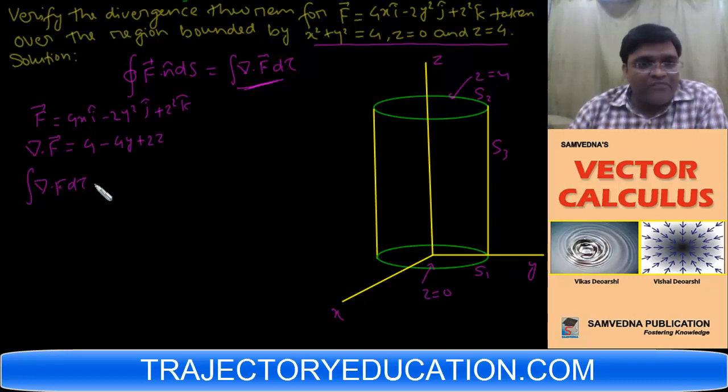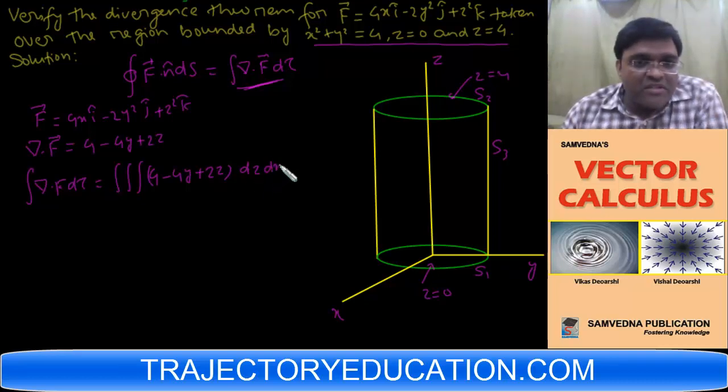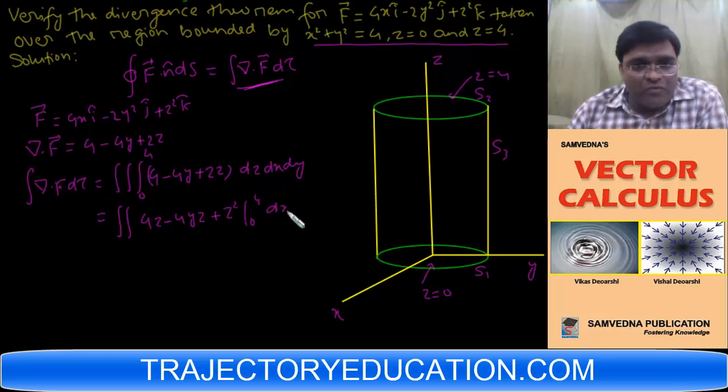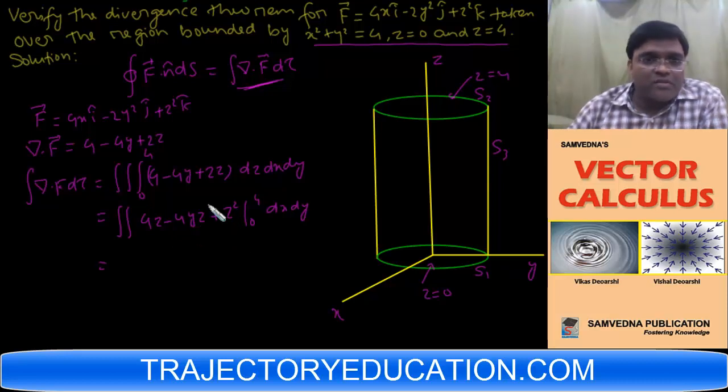So let's calculate the volume integral of del dot f d tau. I'll use Cartesian coordinates. So this is 4 minus 4y plus 2z. Let us first integrate with respect to z, so this is dz dx dy. The limit of z is from 0 to 4. So this will give you 4z minus 4yz plus z square from 0 to 4, dx dy. So 16 plus 16, 32.